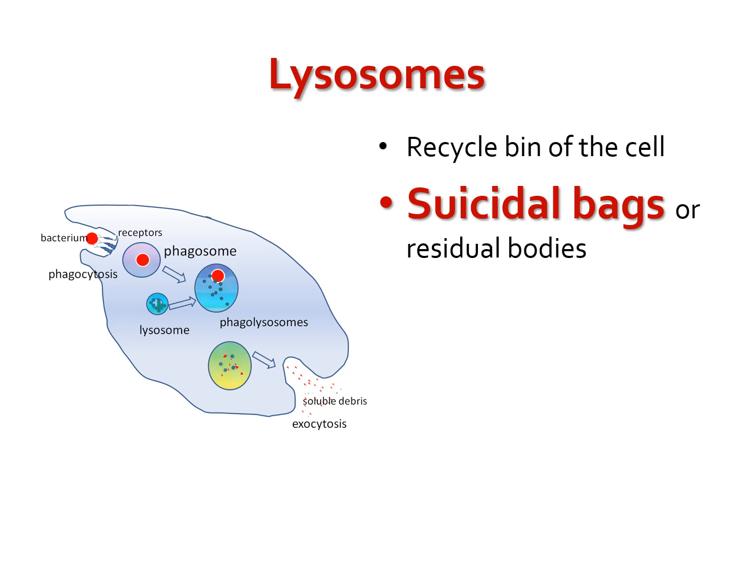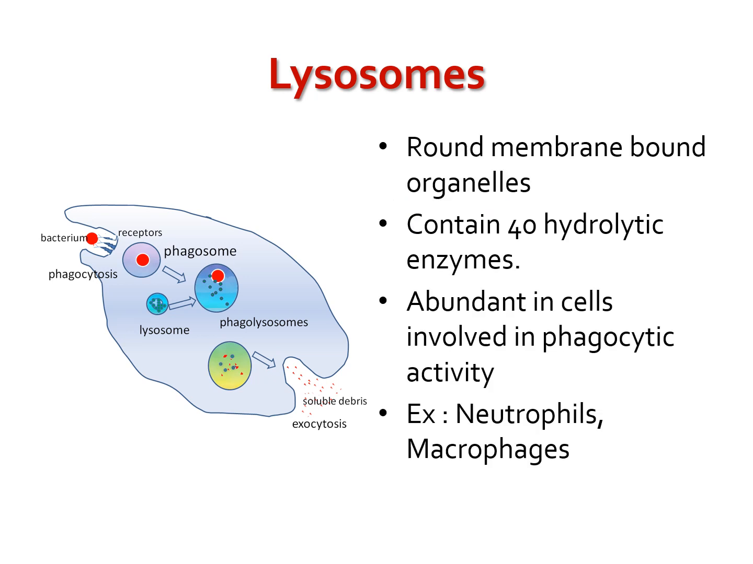So the next cell organelle is the lysosome, which is also called suicidal bags or residual bodies, and is considered the recycle bin of the cell. Lysosomes are round membrane bound organelles. Lysosomes mainly contain the hydrolytic enzymes, about 40 of them. So any cell which is involved in phagocytic activity will contain more lysosomes. For example, neutrophils and macrophages, which are mainly involved in phagocytosis, right? Which requires more lysosomes.